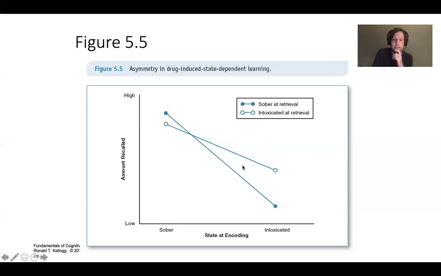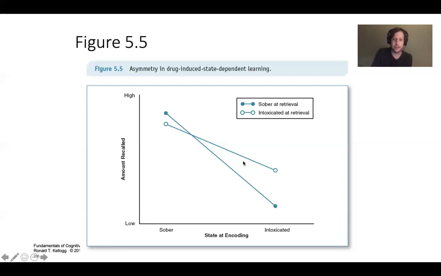The interesting finding is over here. Once you are intoxicated at studying, it actually makes some sense that you will be slightly better if you retrieve that same information while you are also intoxicated. So if you do drink during studying, then it actually would be slightly advantageous, at least in theory, according to these results, to drink before your test, drink before your retrieval. Now, I say that, and it is true, your performance is relatively better here if you are intoxicated relative to if you are sober during retrieval.